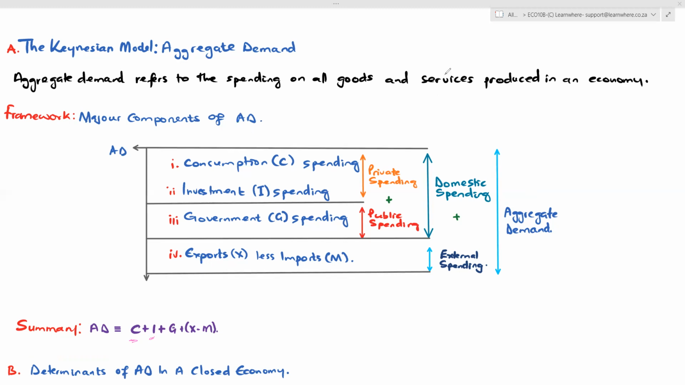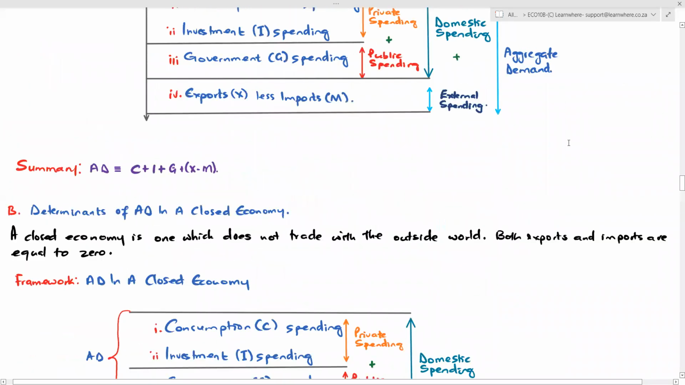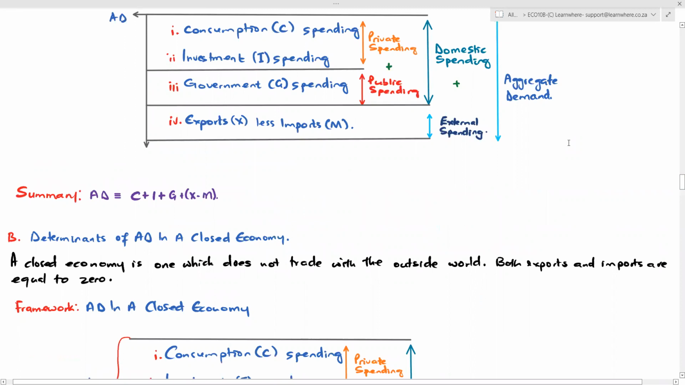So the Keynesian model is all about understanding what determines consumption spending. Why would consumption spending be high in a certain period and low in another period? Why would investment spending be high in one period and low in another? And why might government spending rise and then decrease in one period as compared to another? That's what the Keynesian model tries to give us. So we know aggregate demand influences production.